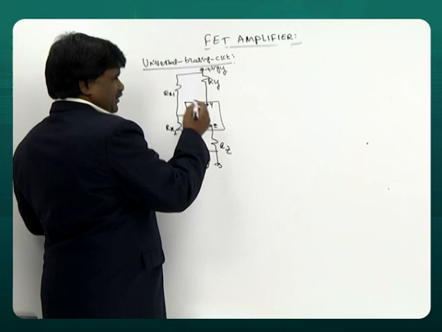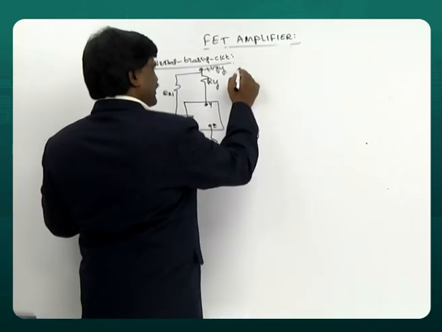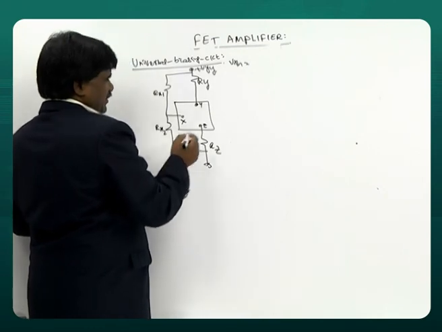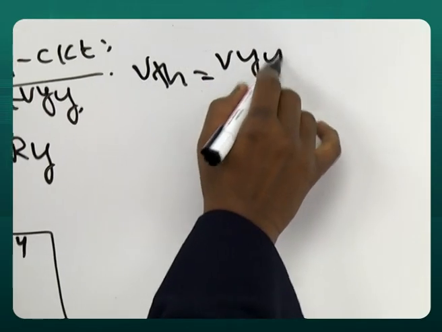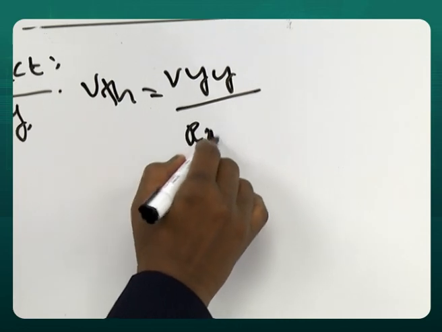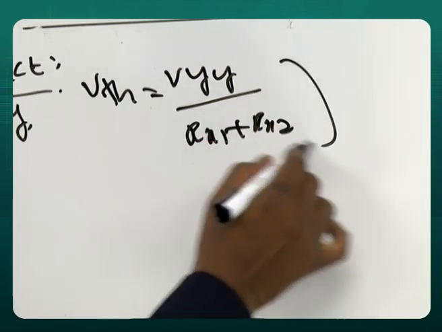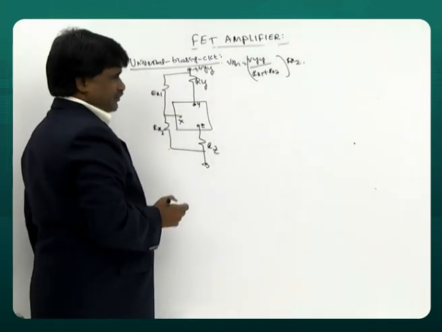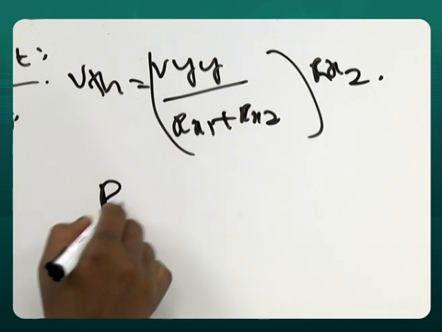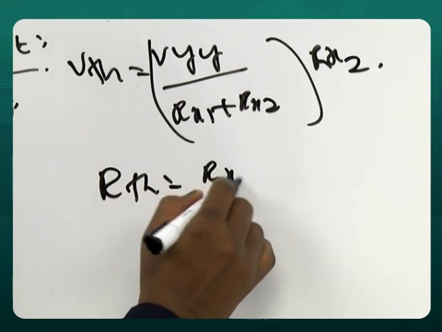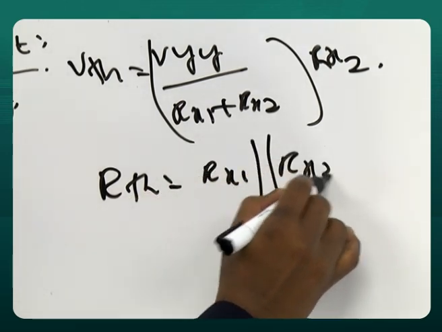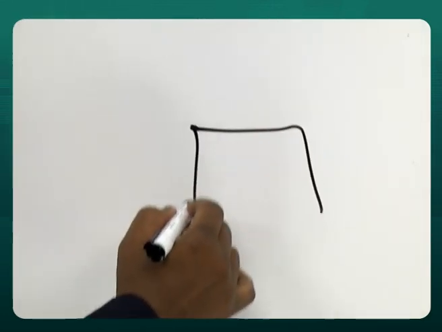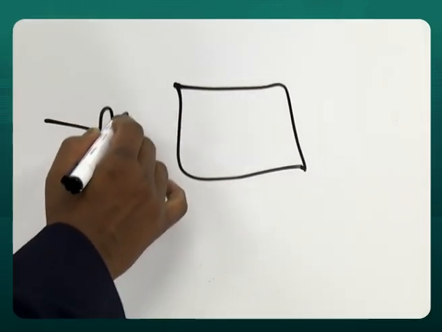And when you want an input circuit, we have to apply Thevenin's. What is V Thevenin here? VYY by RX1 plus RX2 into RX2. Then R Thevenin is RX1 parallel RX2. So if you draw the equivalent, you will understand this.